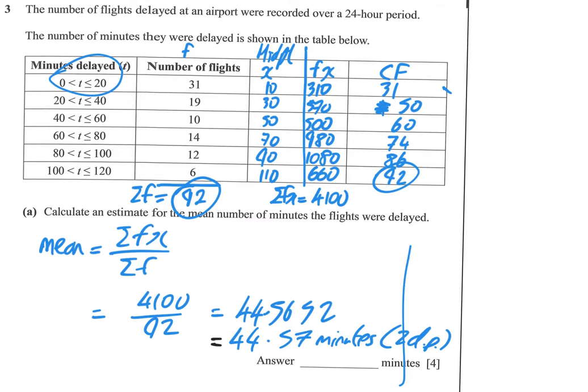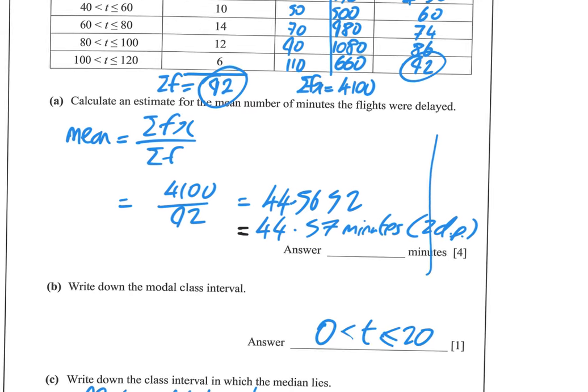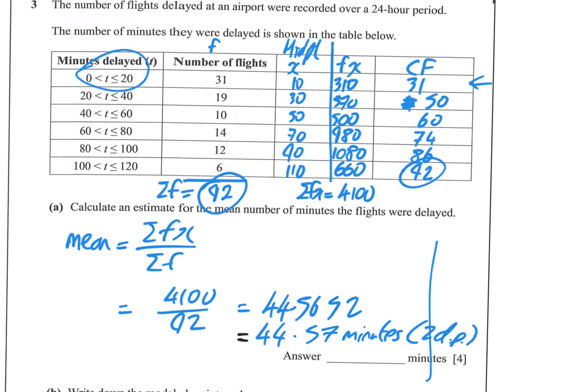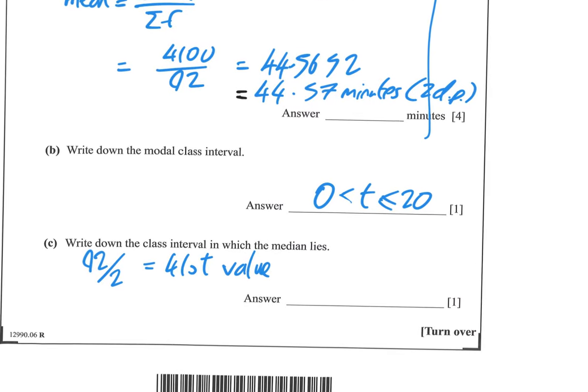So the first 31 values are in this interval, and then the next interval goes up to the 50th value, so that means the 32nd value all the way up to the 50th value. That means the 46th value is going to be in this second interval, so it's going to be 20 is less than t is less than or equal to 40.